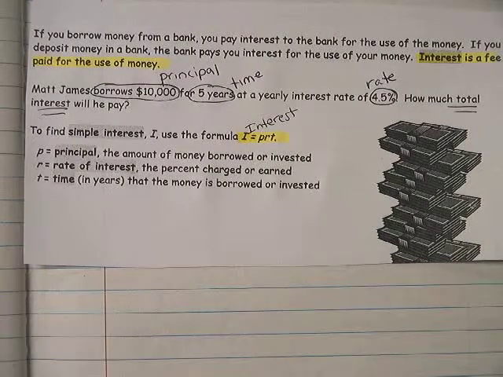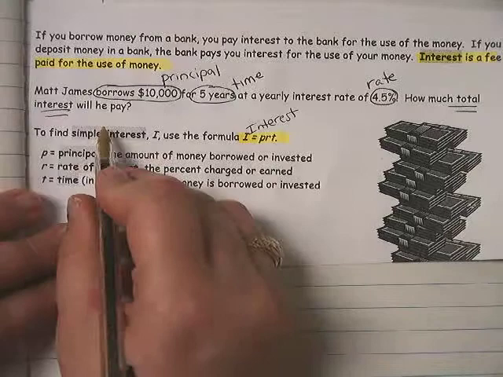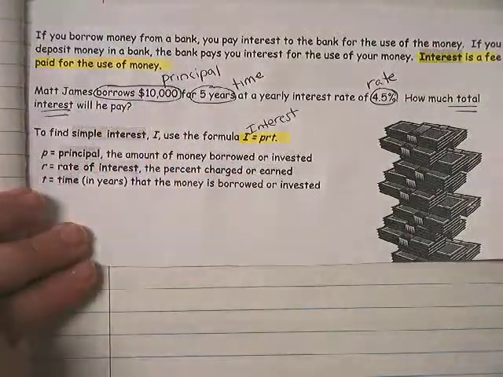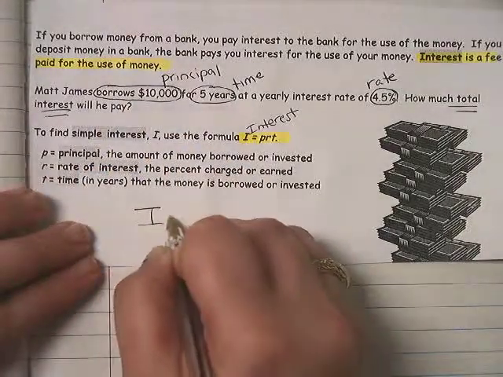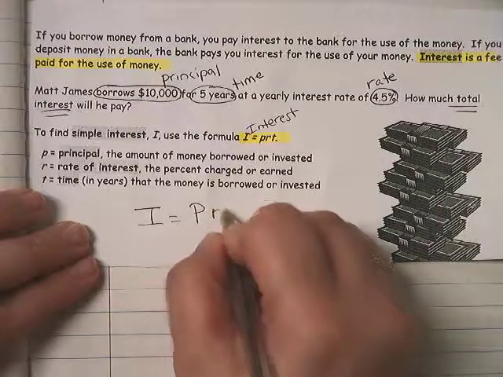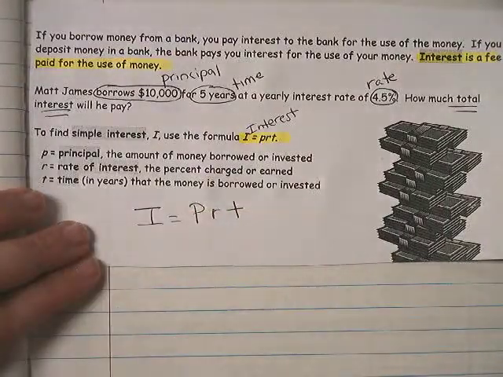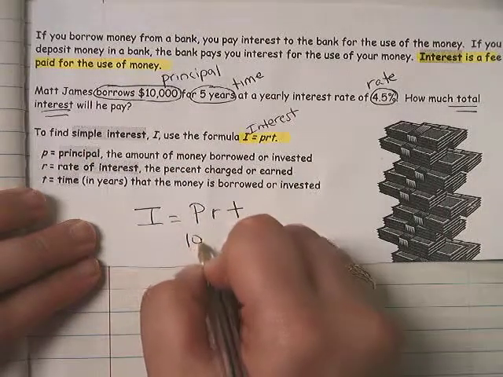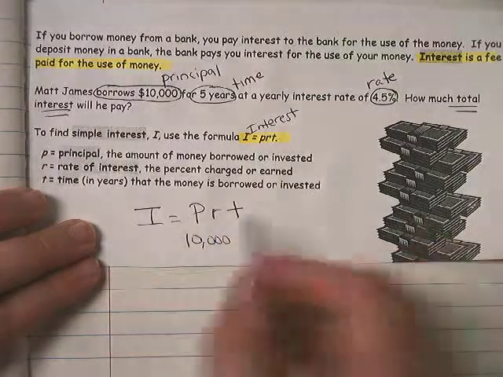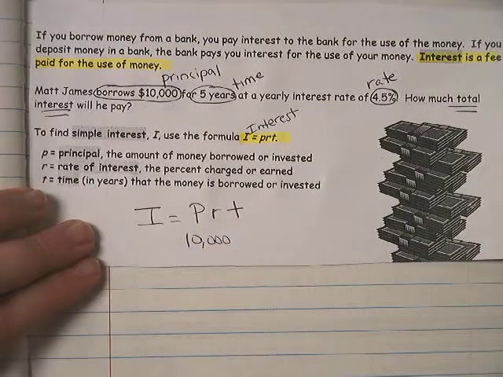I-N-T-E-R-E-S-T, interest. Okay, so this is how we find our interest. So let's look at the problem we have. We know that we're borrowing $10,000, which is the principal. I'm going to write the formula so I make sure to plug in the right information. The $10,000 goes under principal.